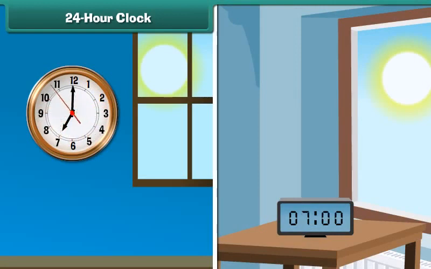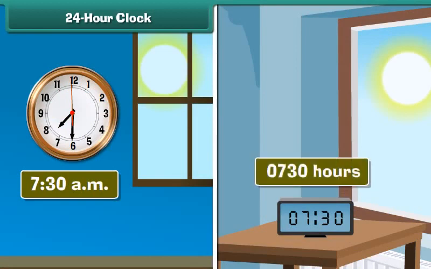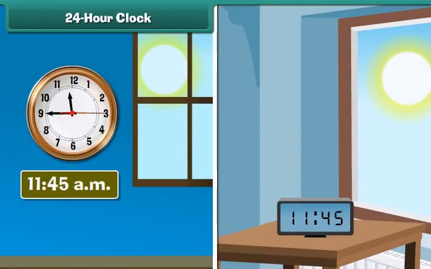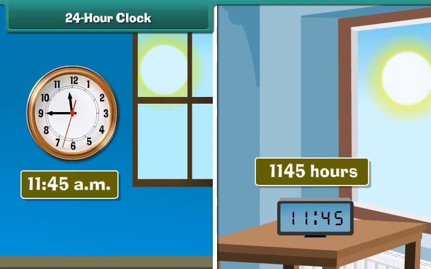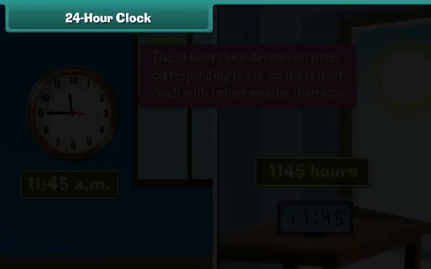Conversion to 24-hour clock. Both the 12-hour and 24-hour clocks denote the first 12 hours of the day in an identical manner. 7:30 a.m. on the 12-hour clock is represented as 0730 hours on the 24-hour clock. Similarly, 11:45 a.m. is represented as 1145 hours. The 24-hour clock denotes all times corresponding to AM on the 12-hour clock with values smaller than 1200.